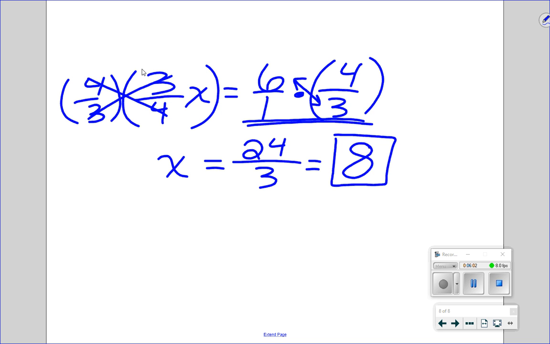I could have also cross-canceled in this original problem. If you look diagonally, the 6 and the 3 can both be canceled. They can both be divided by 3, so we can simplify that right away. Divide that by 3, divide that by 3, and I would have gotten 8/1 immediately.